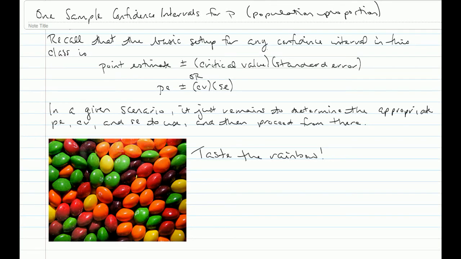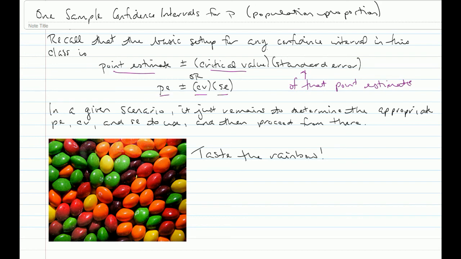Today, we're going to do one sample confidence intervals for P, the population proportion. First, we're going to remember that the basic setup for any confidence interval in this class is point estimate plus or minus critical value times the standard error of that point estimate, or PE plus or minus CV times SE.